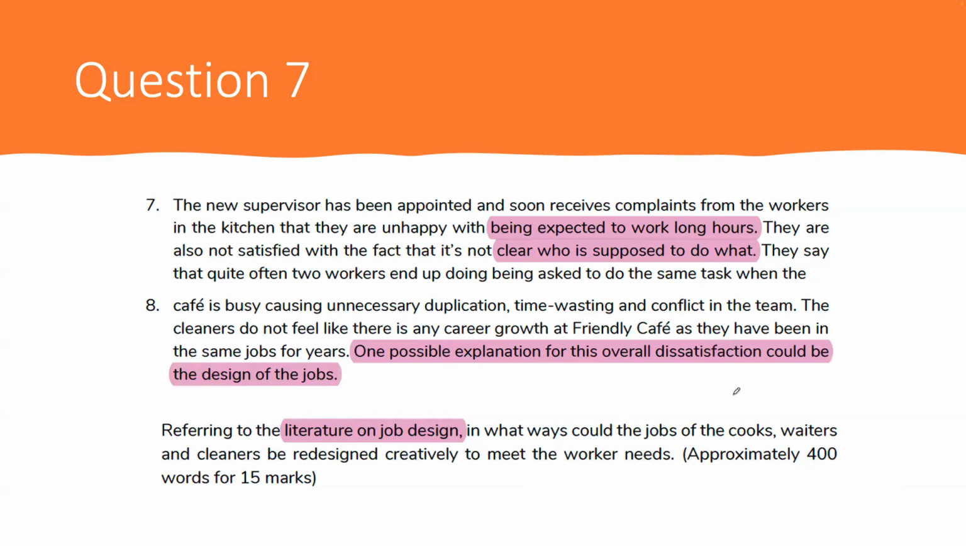Now things get interesting. Whoa. The new supervisor has been appointed and soon receives complaints from workers in the kitchen that they're unhappy with being expected to work long hours. They're also not satisfied with the fact that it's not clear who is supposed to do what, etc. So this is a common complaint.